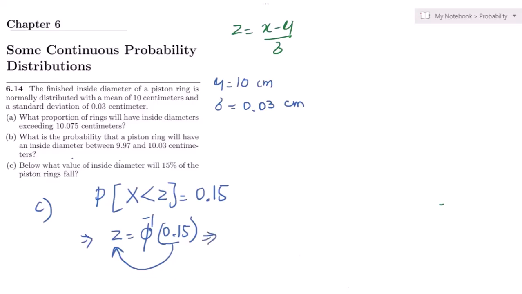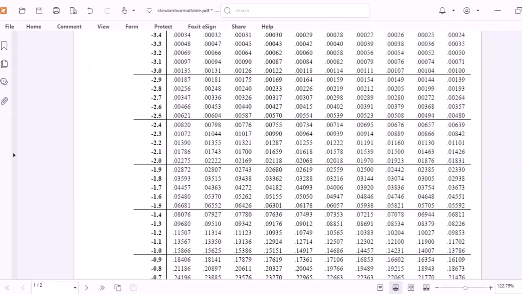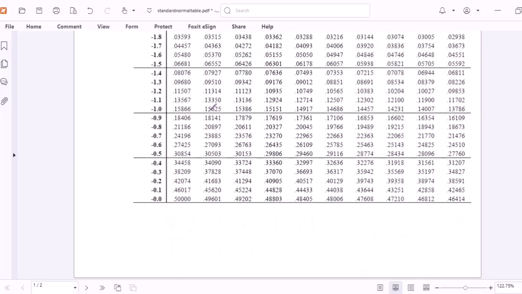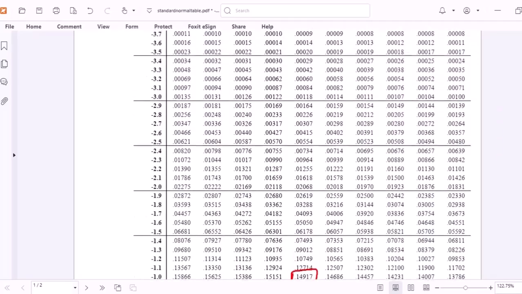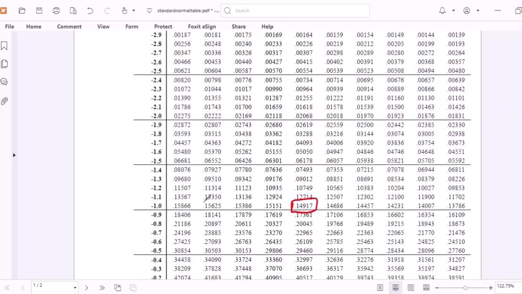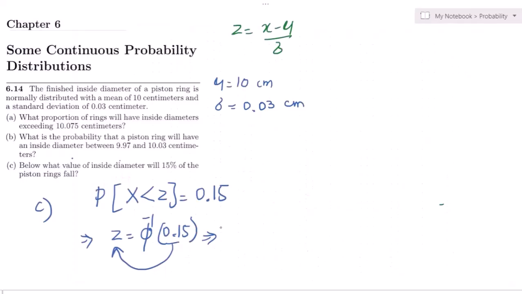We have to look in the table at what value of z corresponds with 0.15. So let me take you to this table and let me search for 0.15 here. Okay, so these are all the values for 0.15, and that is here. This is around 0.15 and it is minus 1.04, because this is minus 1.0 and this is in the fourth column. So the value of z is minus 1.04.